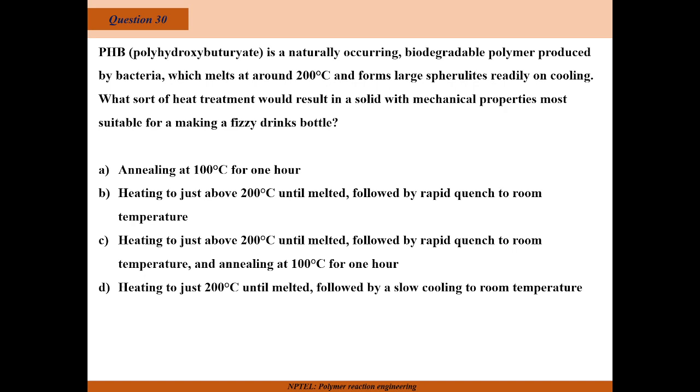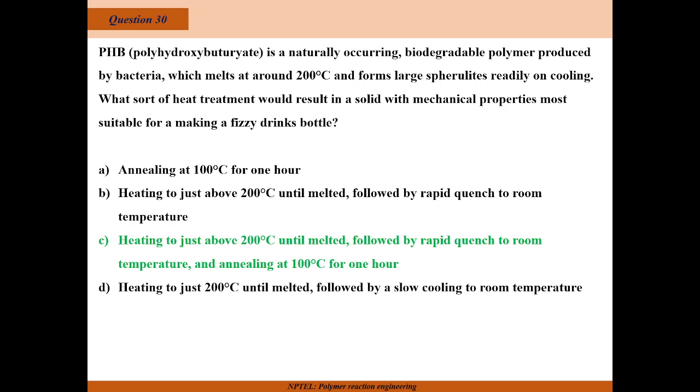Generally, does spherulite formation require rapid or slow cooling? Not sure, but that may be the crux here. It basically deals with how fast we cool it down. So this is also a very particular question, and I'll just explain the answer.